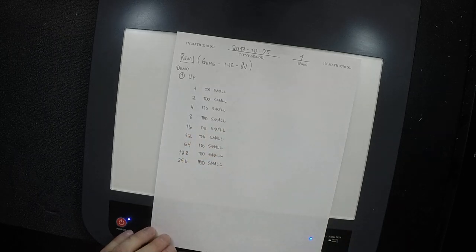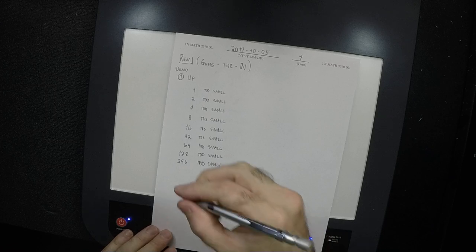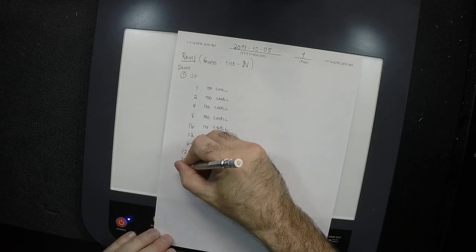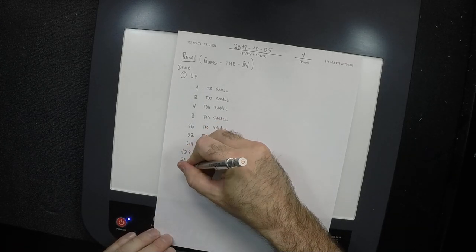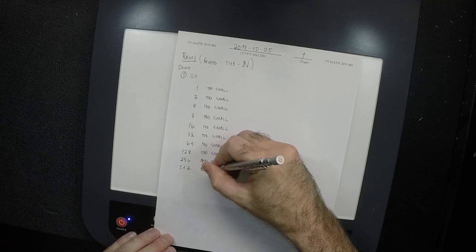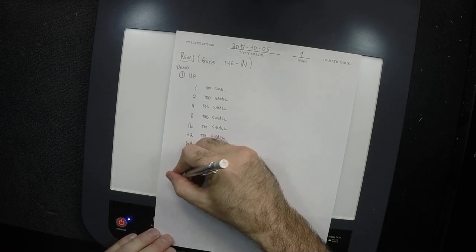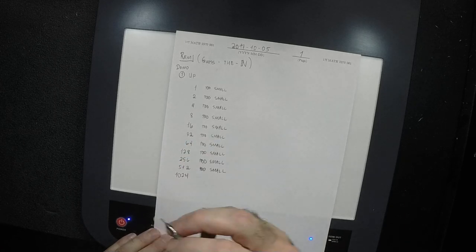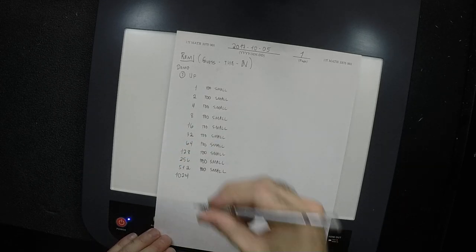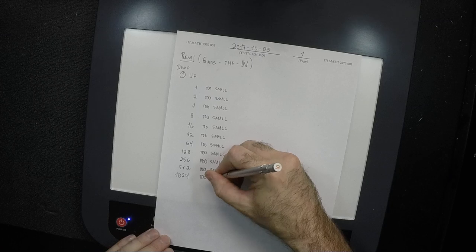Well, you can change it. None of us would ever know. But I'm not that far away from 2370 anyway. Too small, right? Okay. 1024. Okay. So here's the first time where we said too big.